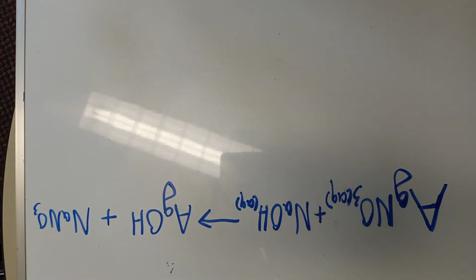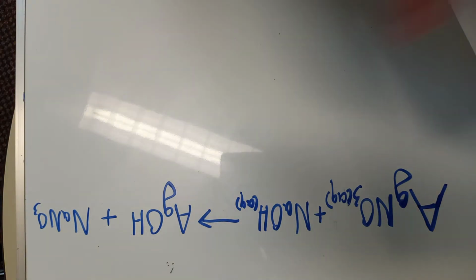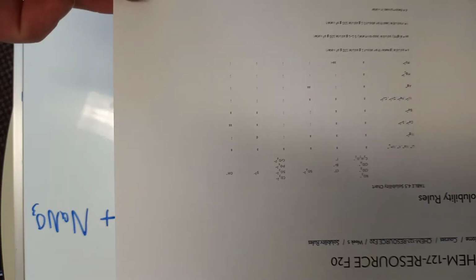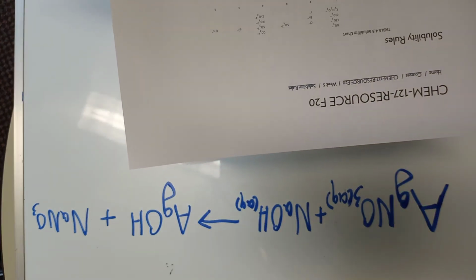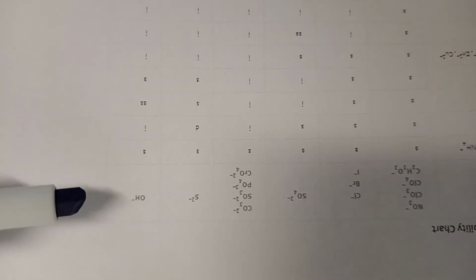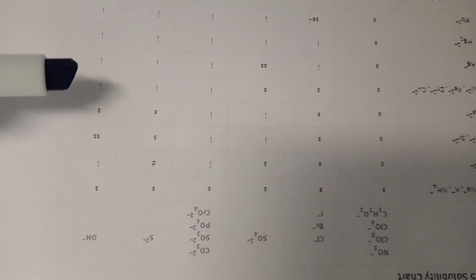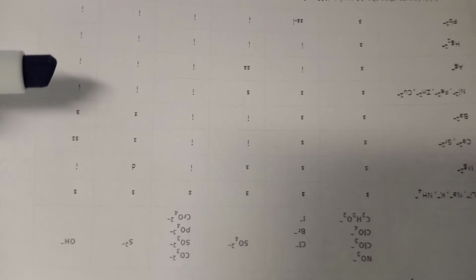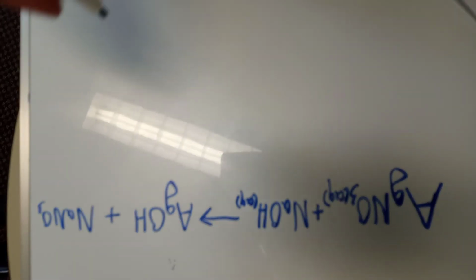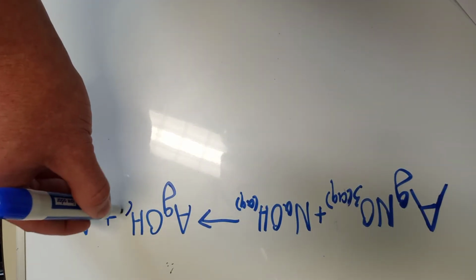We can use our solubility rules to determine the states, even if we're not doing this reaction. So I'm going to try to get this focused enough for you. Over here we have OH, and then down here I have Ag. AgOH is insoluble. If it is insoluble, that means water cannot pull it apart, and it is going to remain a solid.